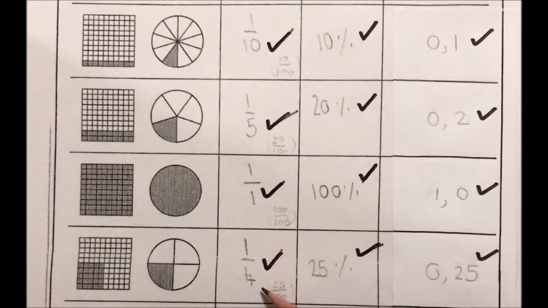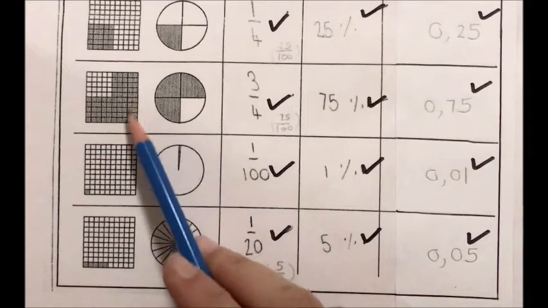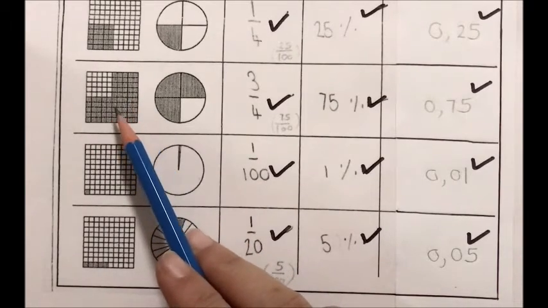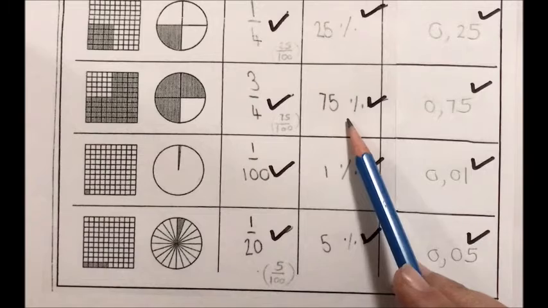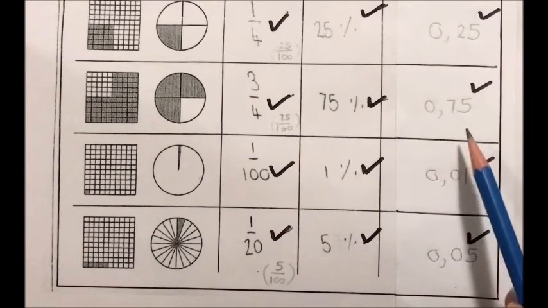Then we've got a quarter, 1/4. It's actually also 25 hundredths. Here's your 25, here's your quarter. And then that's 25% because it's 25 over 100, and it's 0.25 as a decimal fraction. You've got 3/4, which actually equals to 75 hundredths, and it's 75%. So that's why I've written that in brackets for you. And then 0.75.